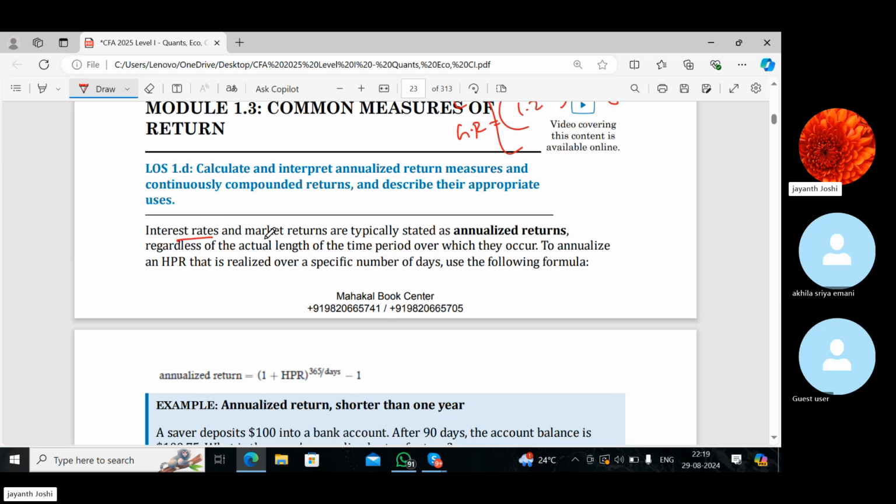Interest rates and market rates are typically stated as annualized returns. If you invest in some bond or if you take a loan, the interest rates are generally like that. Since they are speaking about returns, I will tell you that if you have invested your money in some fixed income investment like bonds, the interest rates are generally annualized returns. And market returns: if you are expecting some returns from your investment in the market, you generally want to know the annualized return. That means if you hold that security for 1 year, what returns you are getting.